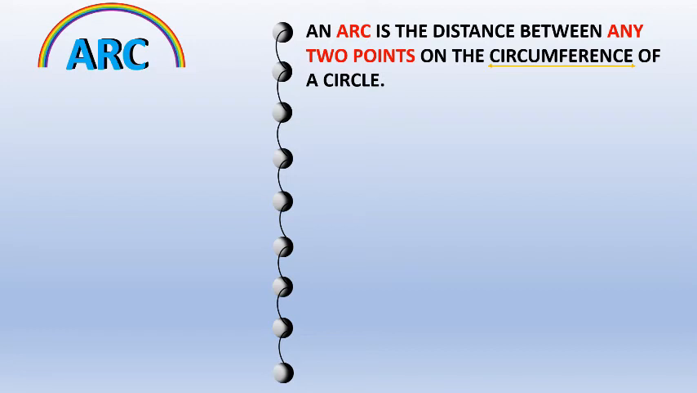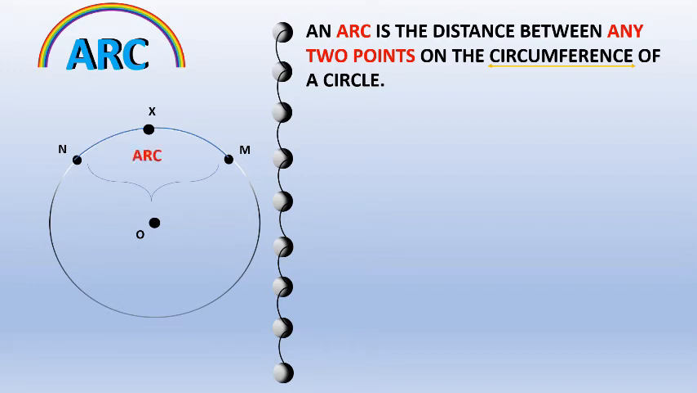Let's understand the definition of arc with an example. This is a circle which has a center O. If we take 3 points on the circumference, or you can say the boundary of the circle, as points M, N and X, and if I join these 3 points with an arc like this, this is called the arc of the circle.